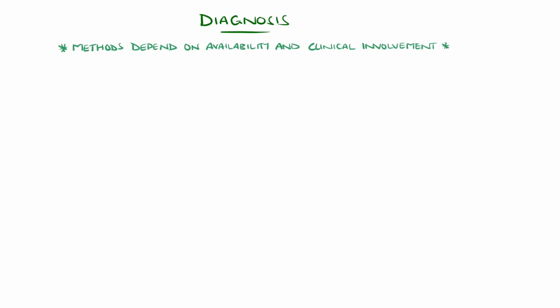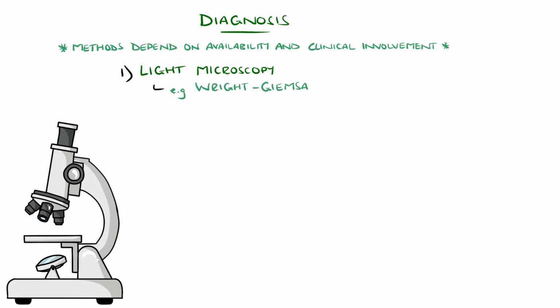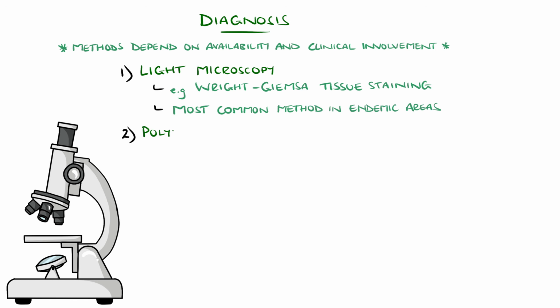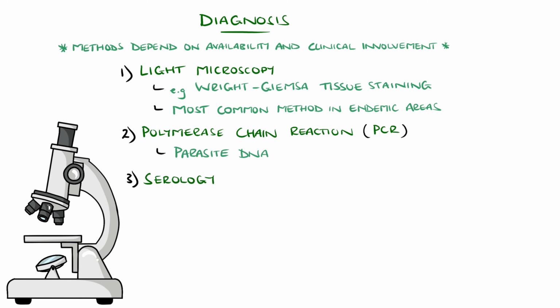Diagnosis can be confirmed with several options depending on availability and clinical involvement, though ideally more than one method is done. Light microscopy of Giemsa stained tissue samples, touch preparations or aspirates can be done, and in endemic countries this is the most common method. There can also be detection of parasite DNA via polymerase chain reaction, and serology is also used in visceral cases but not cutaneous or mucosal.